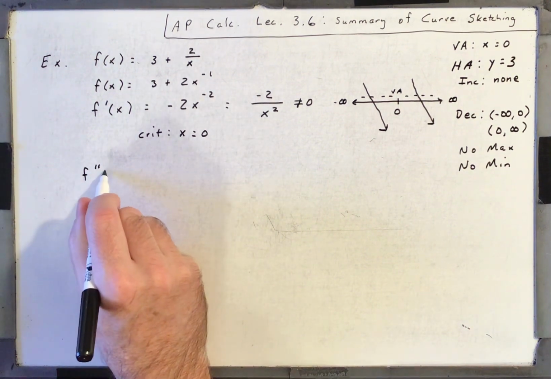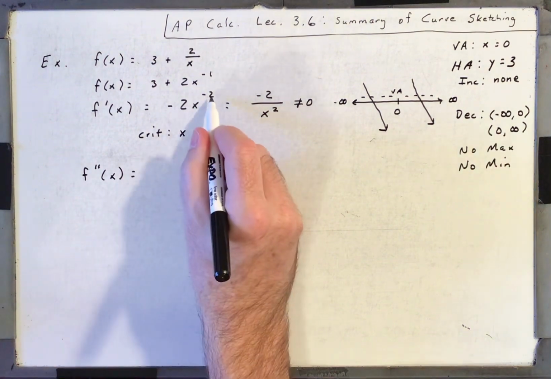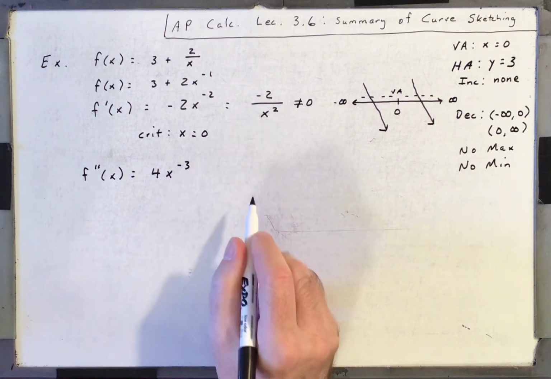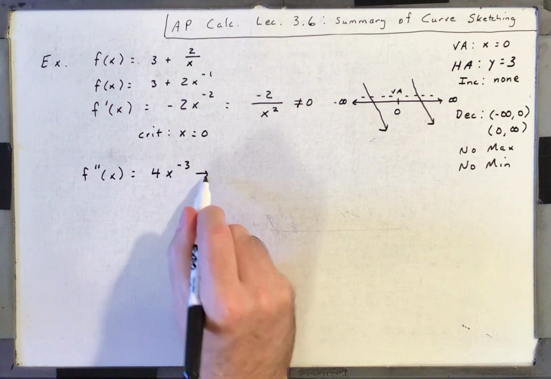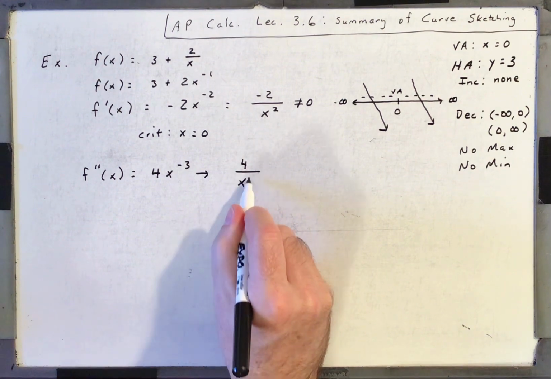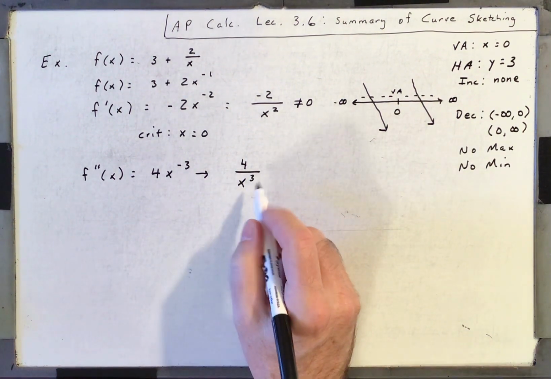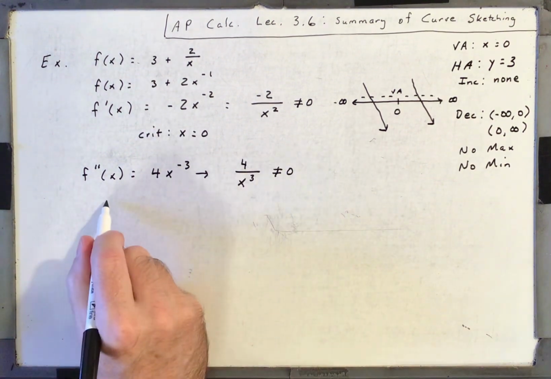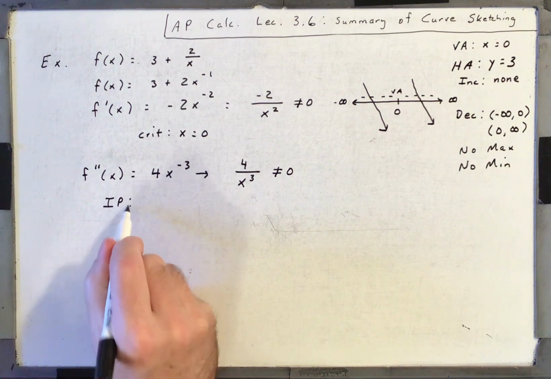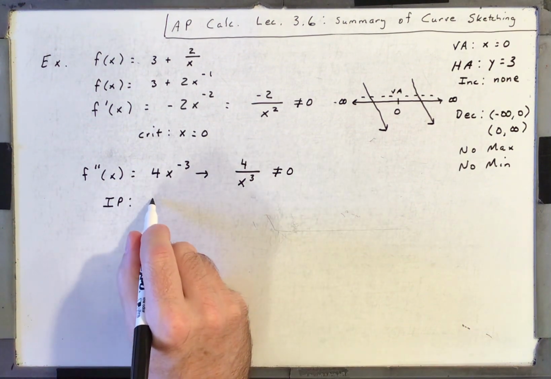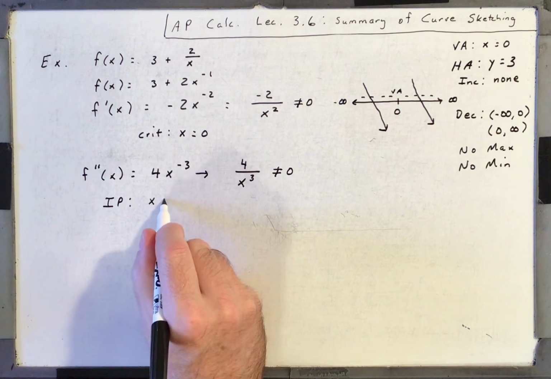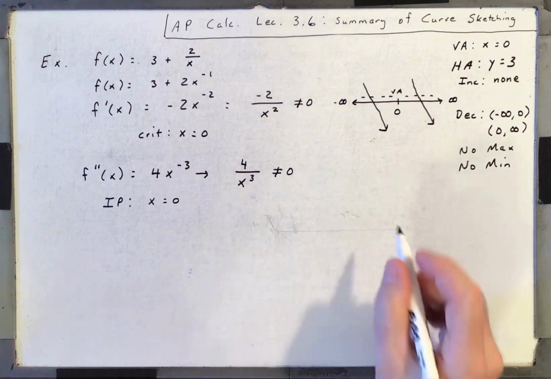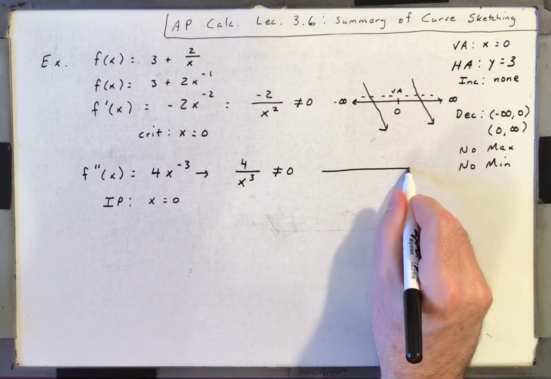Okay, let's take the second derivative. That's going to be negative 2 times negative 2, 4x to the minus 3. Okay, so I'm going to rewrite that as 4 over x cubed. Now, can that be 0? No, it's never going to be 0, but we do have an inflection point where that second derivative is undefined. So just like the critical point at x equals 0. Okay, it's undefined there. Let's go ahead and do our sign line.